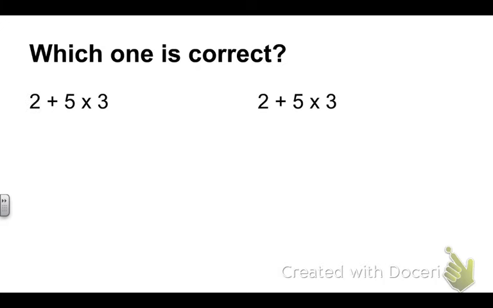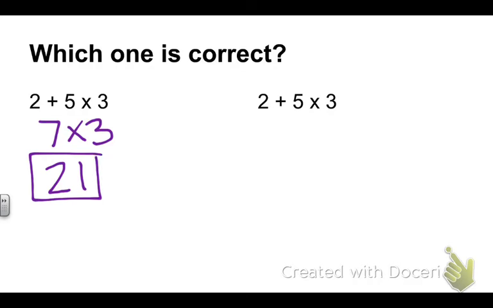So, which one is correct? I'm going to do this 2 different ways. So you tell me which is right. We've got 2 plus 5 times 3. Alright, so 2 plus 5 is 7. Rewrite the times 3, and 7 times 3 is 21. Simple. There's one answer.